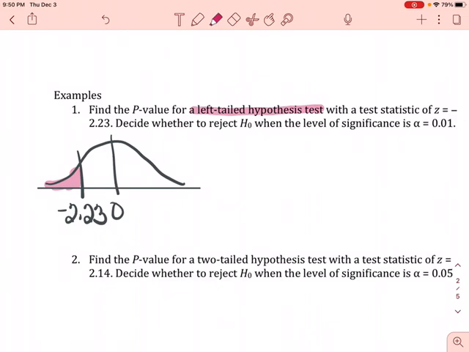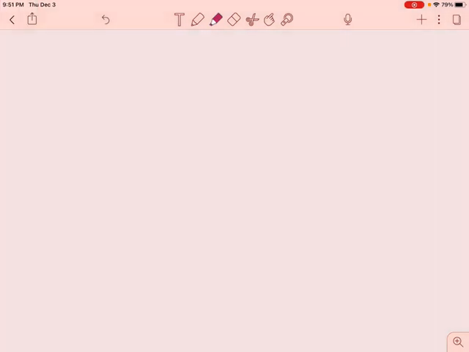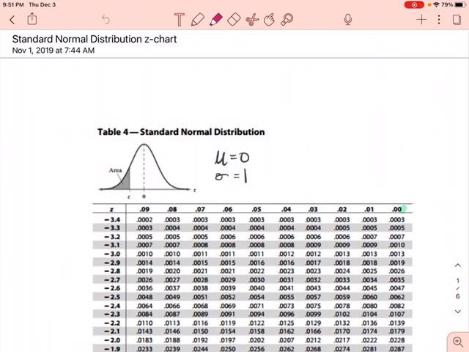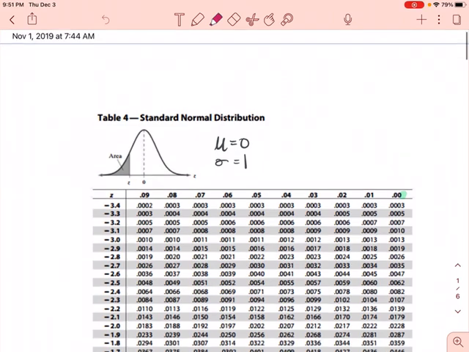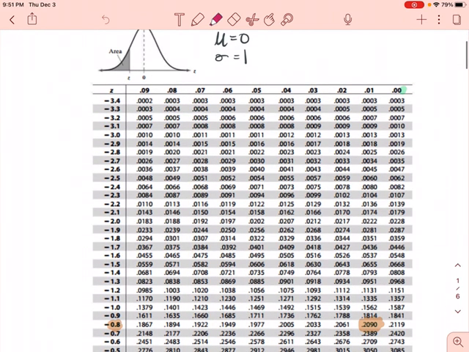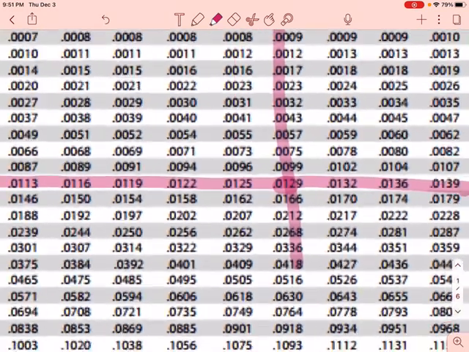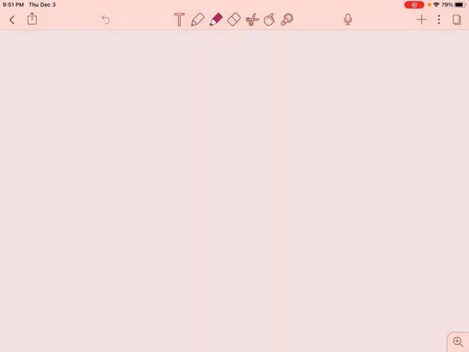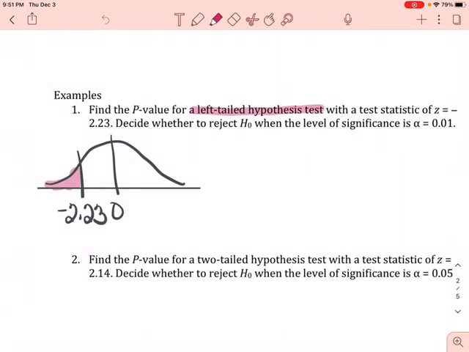So I'm going to go get my z-chart. Here it is. I'm going to look for negative 2.2 and 3. That gives 0.0129. So that's your p-value.